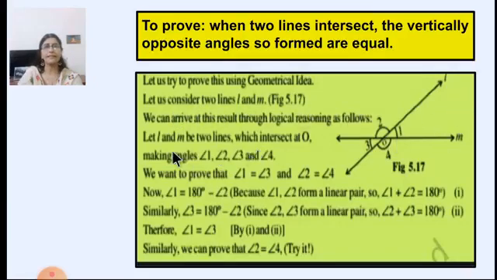Let L and M be two lines which intersect at the point O, which is the vertex, and they make angle 1, angle 2, angle 3, angle 4. You can see here angle 1, angle 2, angle 3 and angle 4. Now what we want to prove? We want to prove that angle 1 is equal to angle 3 and angle 2 is equal to angle 4. Now how will you prove?